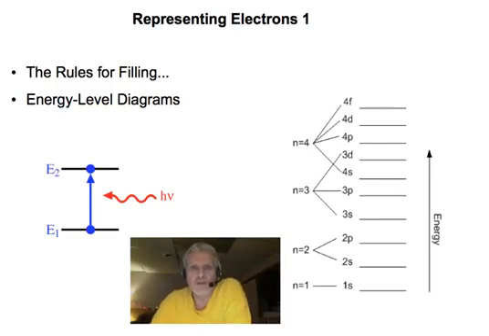This is the first of two videos that is going to illustrate how we can represent the electronic makeup of an atom. We do this in two ways. One is with what are known as energy level diagrams, and one is with what are known as electron configurations. I'm going to show you energy level diagrams today. First of all, though, we do have to talk about the rules of filling.